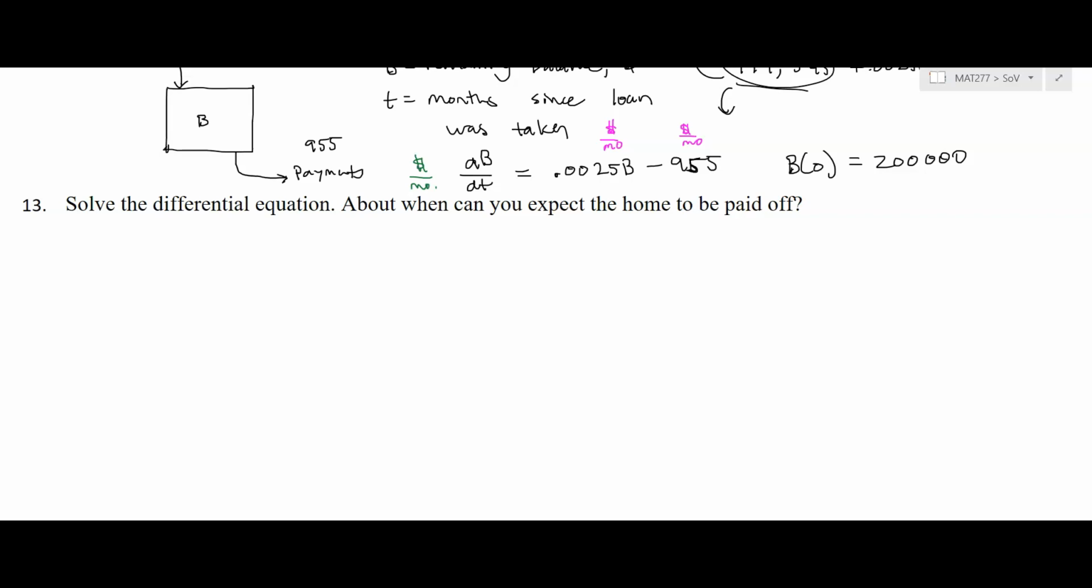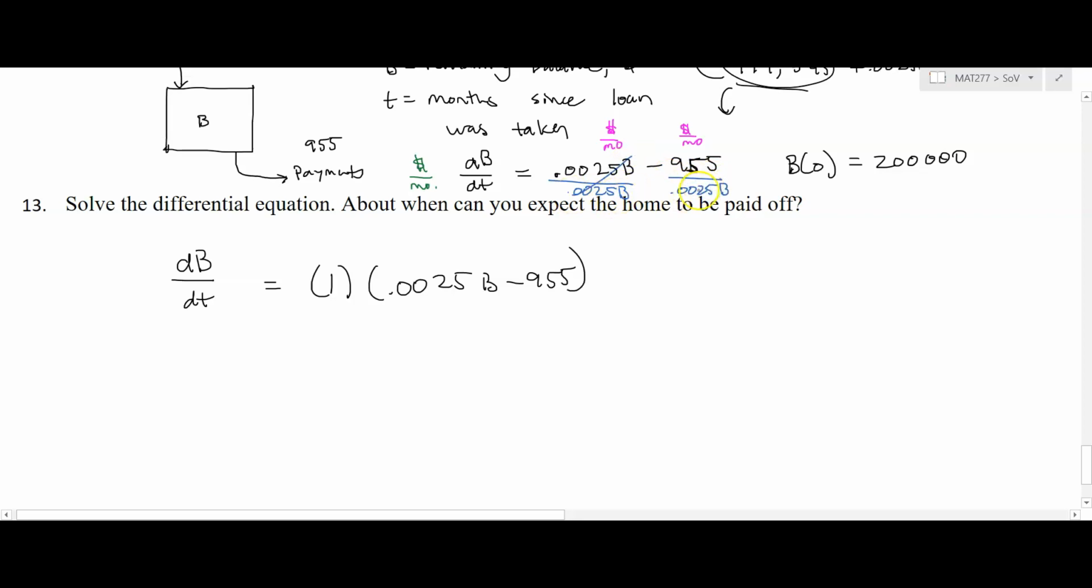Now, notice again that the right-hand side depends on the dependent variable, so our Calc 2 methods would not work. But since the right-hand side doesn't contain a t, that automatically means I can factor this into a function of t and another function of b. To find out when you will pay off the house at this rate, let me write the right-hand side as 1 times 0.0025b minus 955. One common temptation is to just divide the 0.0025b over, but if you do that, you have to divide both terms by that quantity, so you'd be reintroducing it, and you'd still be stuck with a b on the right-hand side.